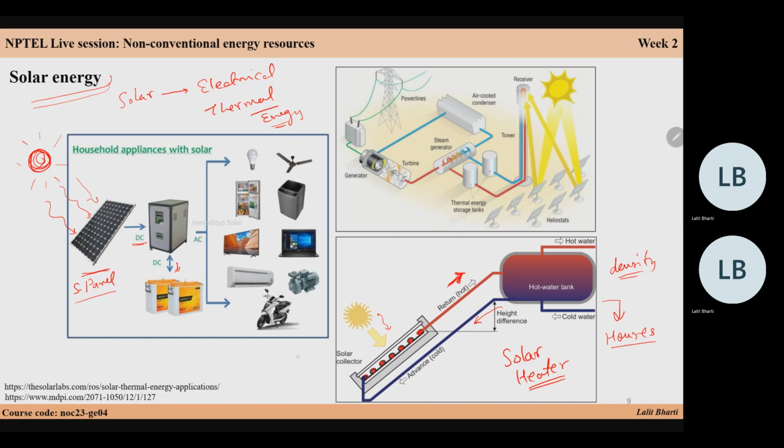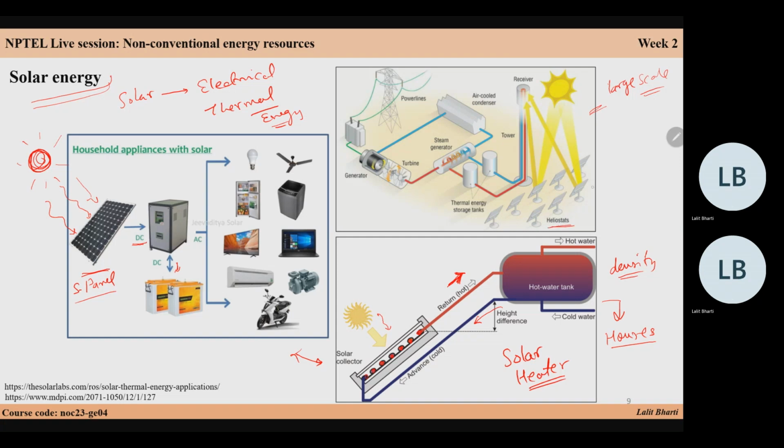So these two are household applications, where the third image is the industrial level or the large scale. This large scale solar power generator unit. So here basically these are heliostats.